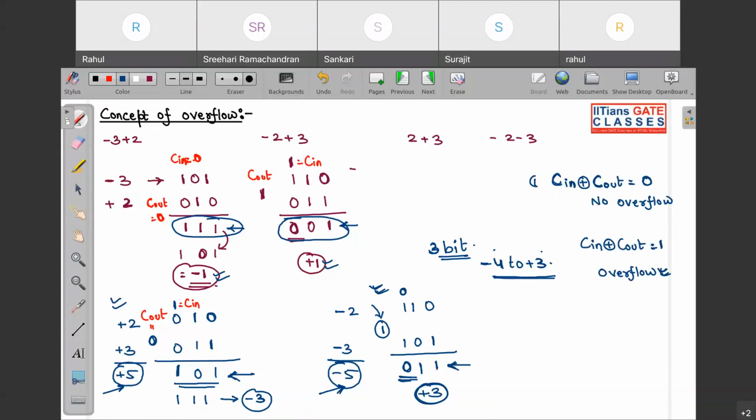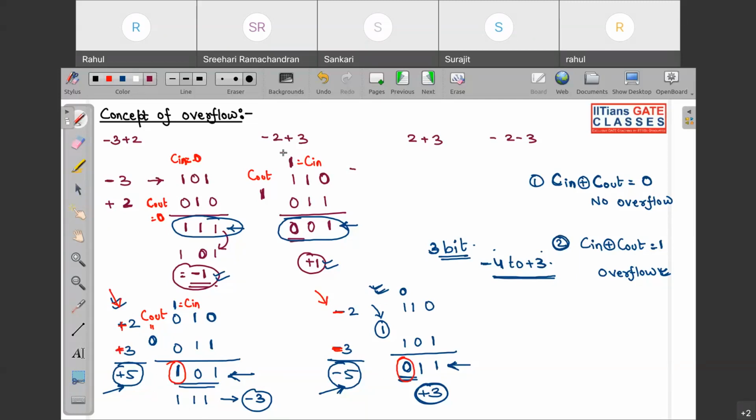This is one concept of detecting overflow. Another concept of detecting overflow is that, look at these two cases. When you add two negative numbers, you cannot get a positive number. And when you add two positive numbers, you cannot get a negative number. So overflow will happen if you add two positive numbers or two negative numbers.